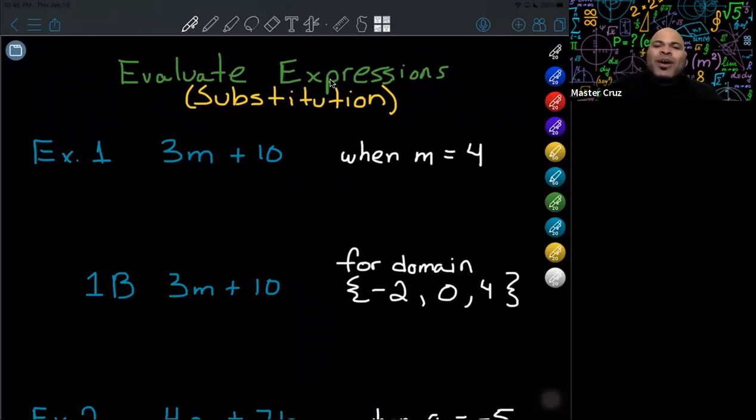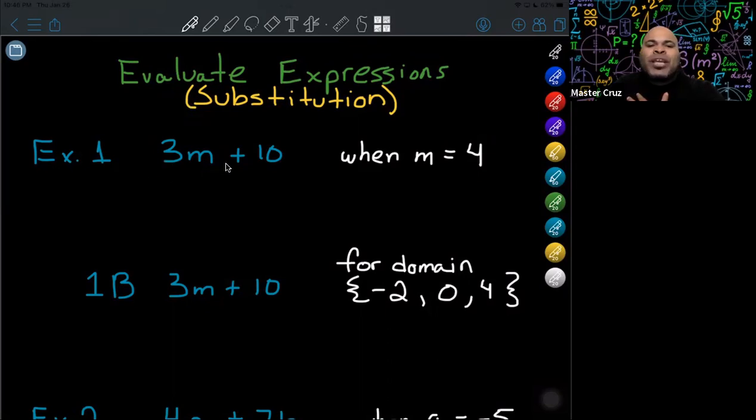And today we're going to talk about evaluating expressions, what sometimes people call substitution. This is actually a great technique, number one, to simplify your problems, and number two, to check answers to equations and things like that when you are done with them. So without further ado, let's get started.